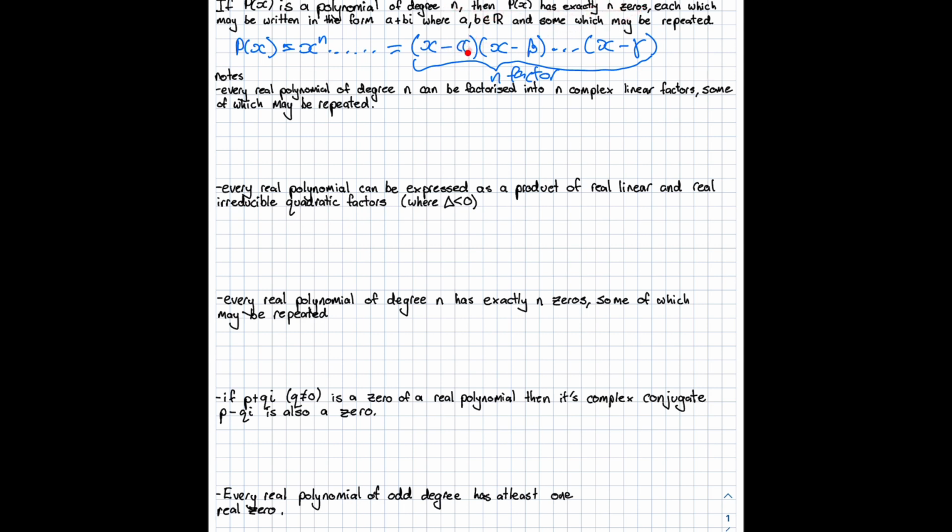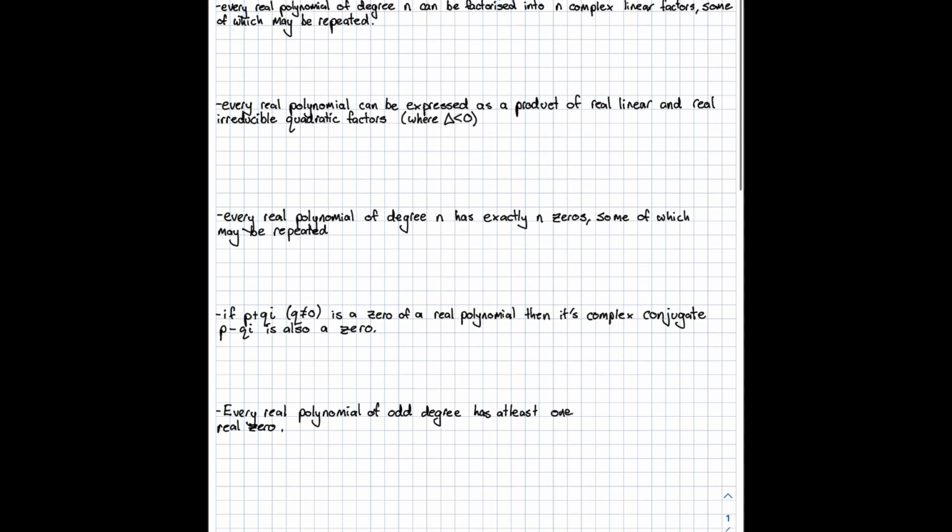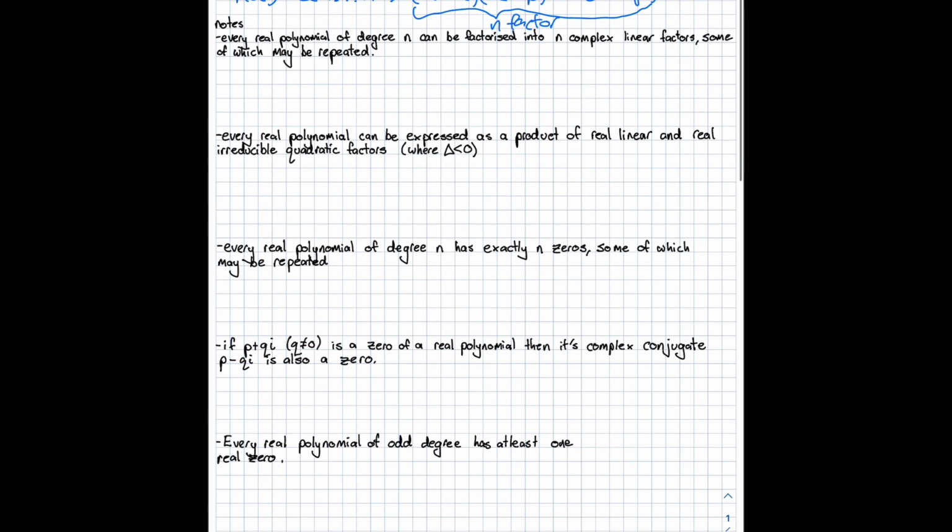So if we think about these as our zeros, these are the values of x, and we can write them all in the form a plus bi. To break this out more, we've got some more points here. Every real polynomial of degree n can be factorized into n complex linear factors, some of which may be repeated. What this means is if we had a polynomial of degree 3, we could write this as x minus a plus bi, and we could do 3 sets of these factors here.